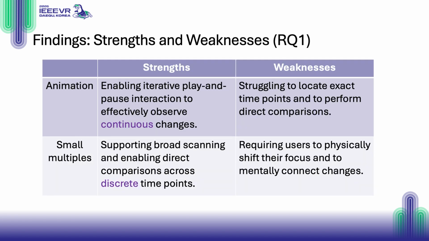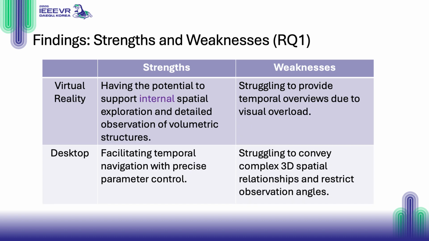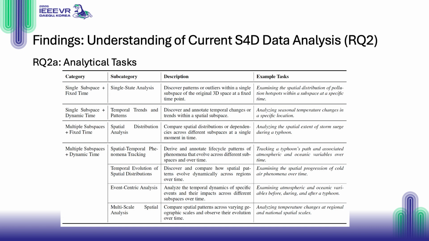Regarding the visualization types, animation and small multiples have complementary strengths and weaknesses. For example, animation is good at observing continuous changes, but struggles with direct comparison. On the contrary, small multiples enable direct comparisons across discrete time points. As for the displaying environments, users suggested that VR has the potential to support internal spatial exploration, but the current techniques fall short in realizing this potential. Now let's take a look at analyst needs.